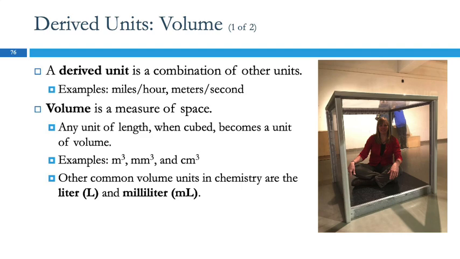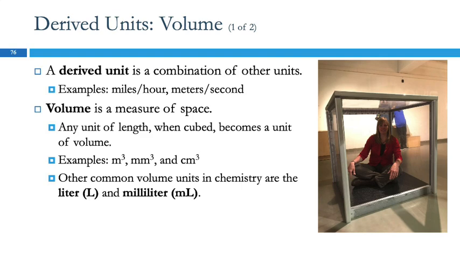So we have those basic units, measurable quantities, and we have derived units, which are combinations of other units. These are going to be things like measuring speed, rate of travel, like miles per hour or meters per second. It's got time and a distance in it. Or volume. Volume is a measure of space, and we know that any unit of length, when we cube it, becomes a unit of volume.